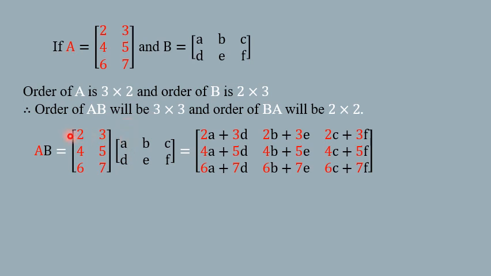What you have to do is just find the sum of products, meaning we multiply this element by this one and this element by this one, and just add them.